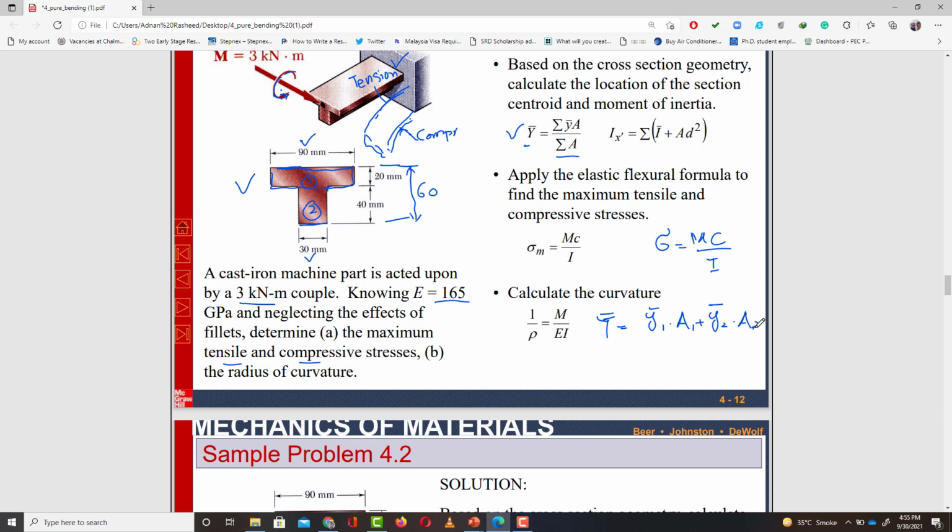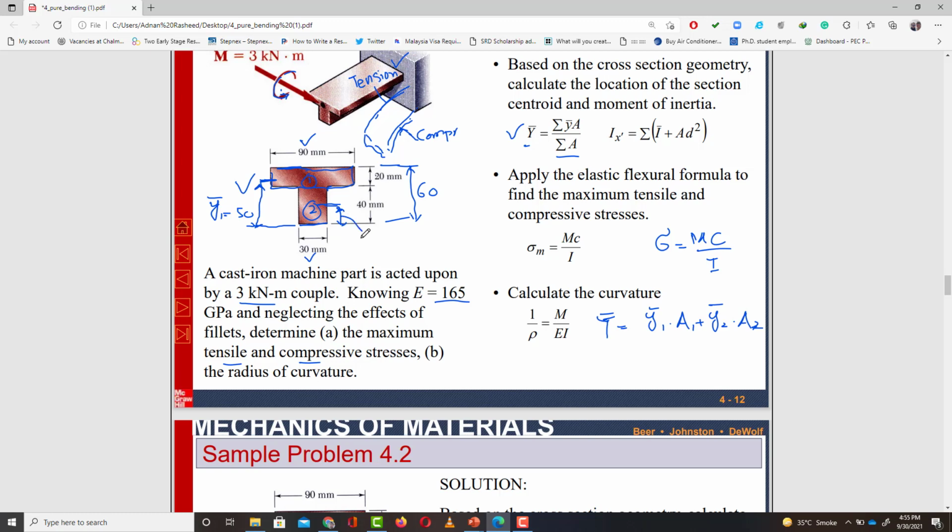Now what is y1 dash and y2 dash? y1 is for this member, so the center of member 1. This is 20, so the center will be here. But this y1 will be from this baseline to the middle of the first member, and this is y1 dash. If you see this is 40, so this y1 dash will be 50. Clear? Similarly for y2, it will be half of 40, which is 20 mm.